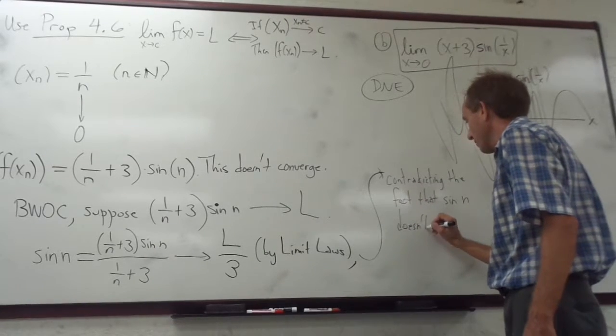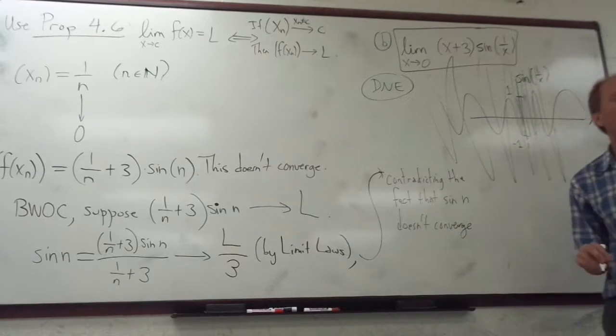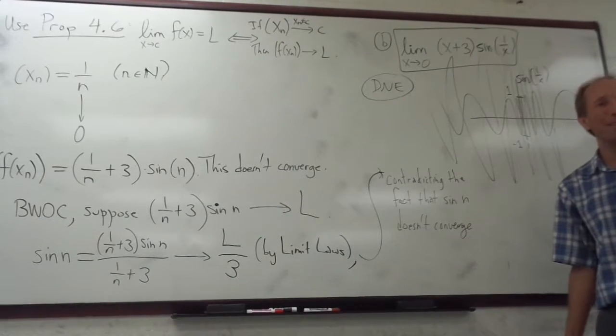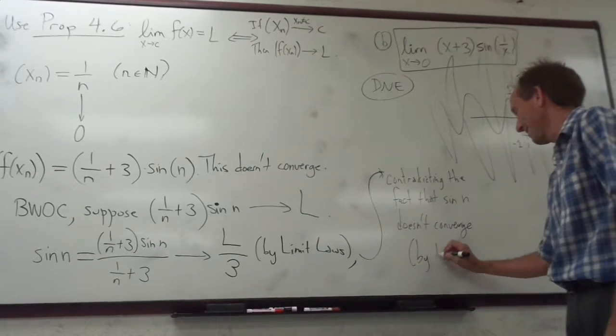Why doesn't sine of n converge? Because it has two different subsequences that converge to different values. But what are you going to write on your paper if it's a question, maybe a homework problem? Good, by the homework. That's right.